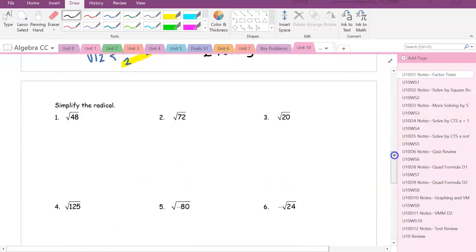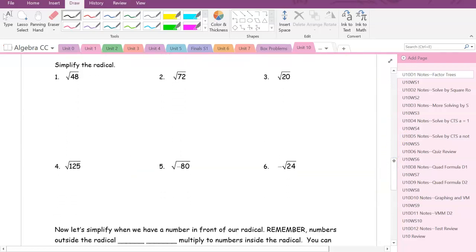All right, so let's try another one. Again, it doesn't matter which numbers you use as long as they actually multiply to the number under the root. But if you use perfect squares, it does speed up the process. Okay, all right, so we're going to start with 48.